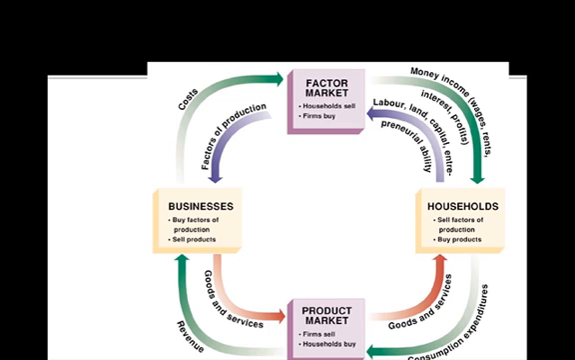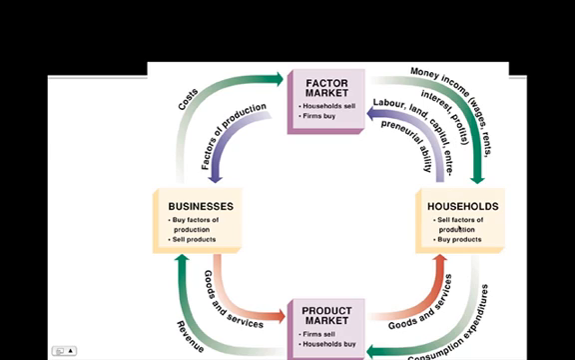Okay, hopefully you drew something that looks like this. Now, notice households and businesses are switched on this diagram from what we usually do. So you need to follow your arrows and make sure that they look like what you want.